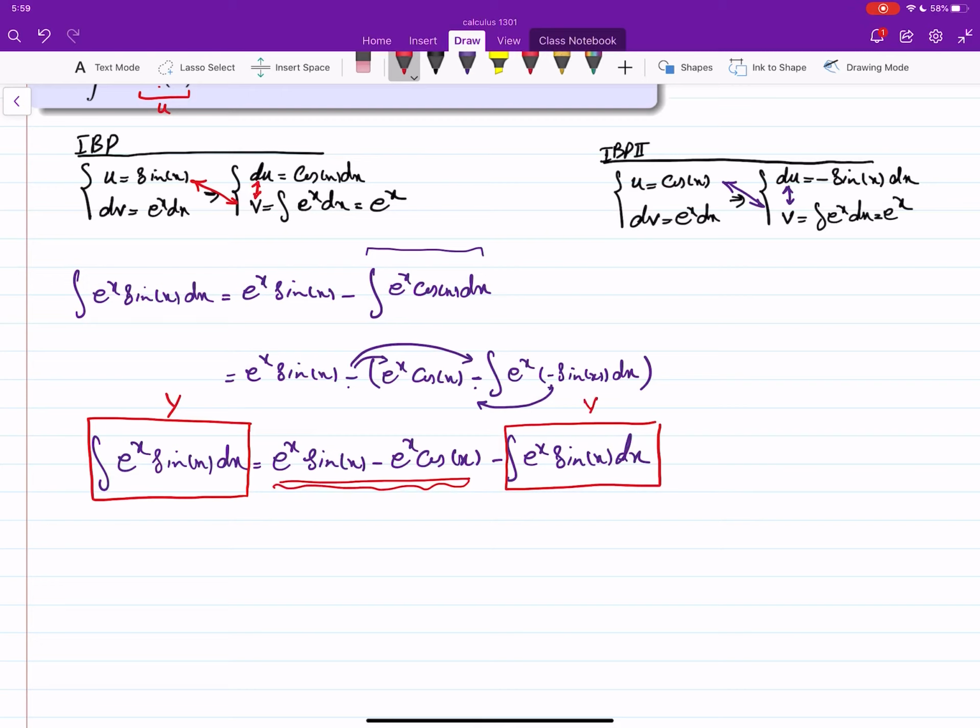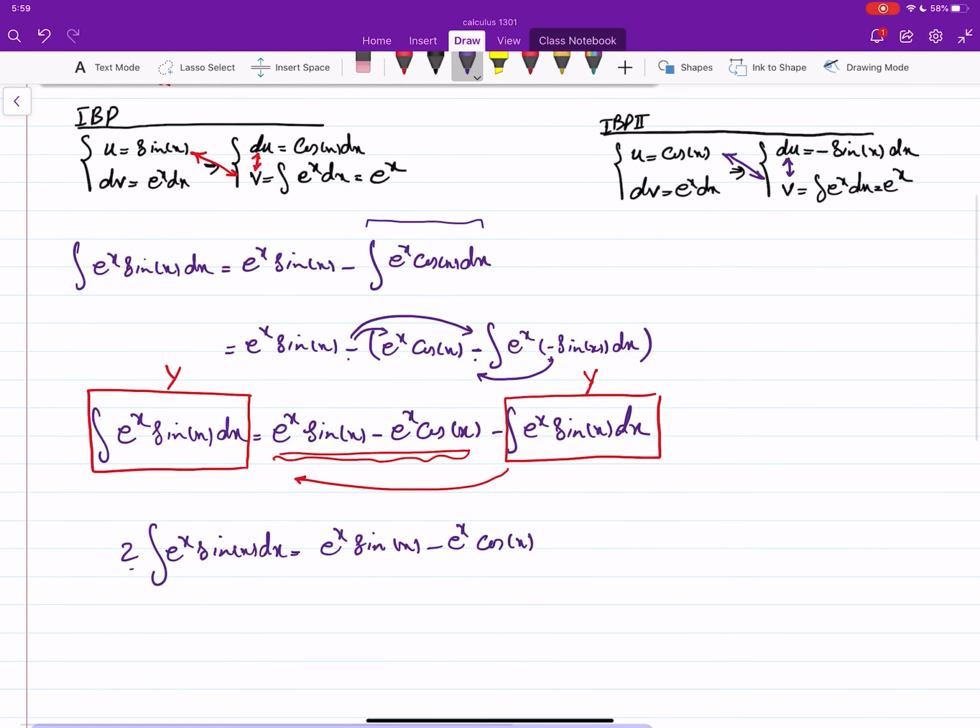Minus y itself. How do I solve that? How do I find y? Well, take it to the other side. There will be two of those guys. So 2 integral of e to the power x sine x dx equals e to the power x sine x minus e to the power x cosine x.